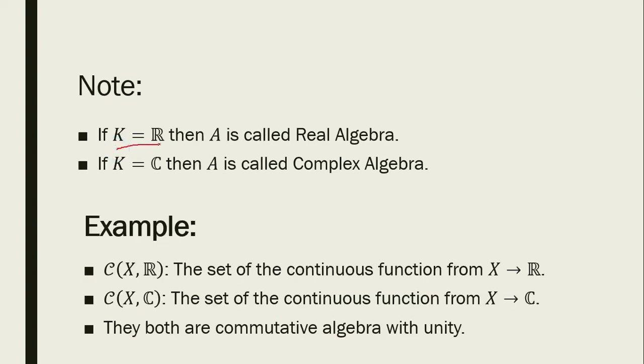Note: if the field is real, then A is called a real algebra. If the field is complex, then A is called a complex algebra. Example, script C of X is defined as the set of all continuous functions from X to R. Script C of X, C is defined as the set of all continuous functions from X to C. They both are commutative algebras with unity.